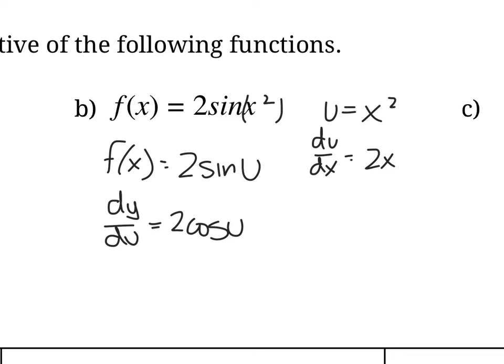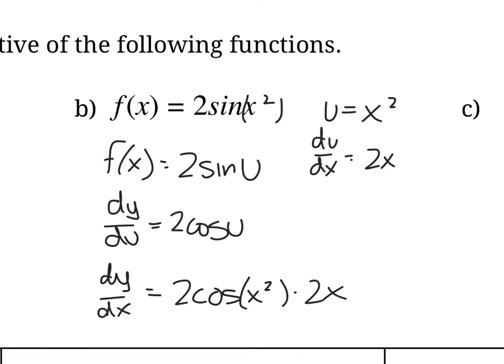So what we end up getting is dy by dx is just equal to 2 cos, instead of u, I'm going to put back the x squared, and then times 2x. Notice how this is the same as all our previous patterns, right? If we want to take the derivative of a function within a function, we take the derivative of the outside function, which in this case was sine, leaving what's inside what it was, and then we multiply by the derivative of what was inside, which in this case is just 2x. So there's our answer. Of course, we could simplify that as 4x cos x squared, but I'm okay with not simplifying in this case.